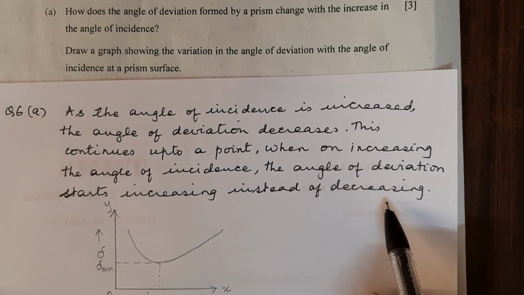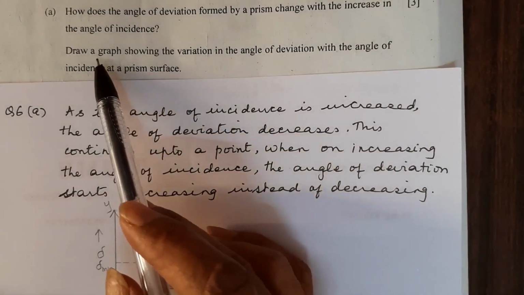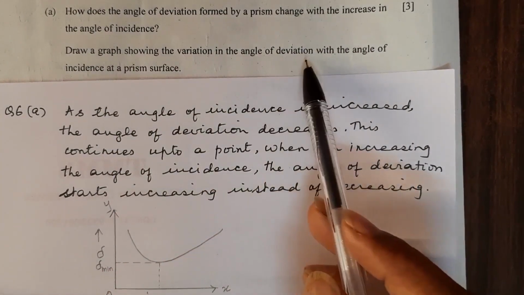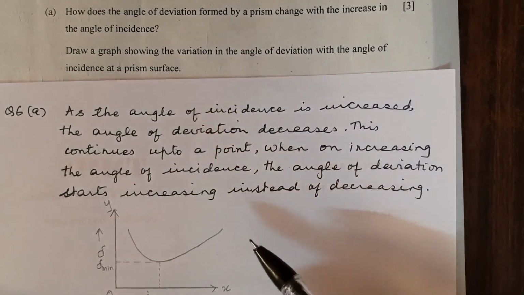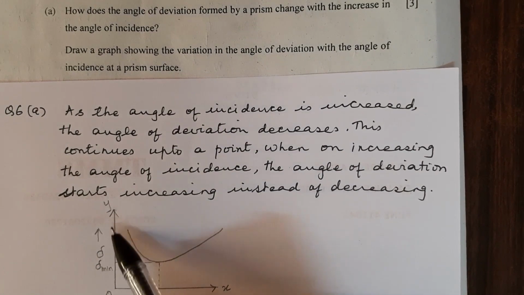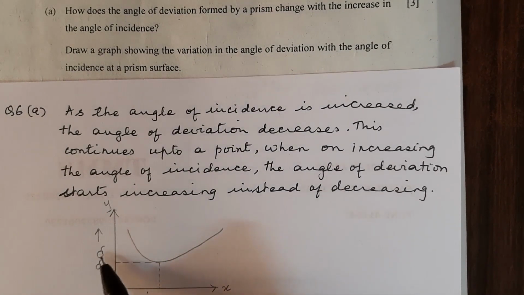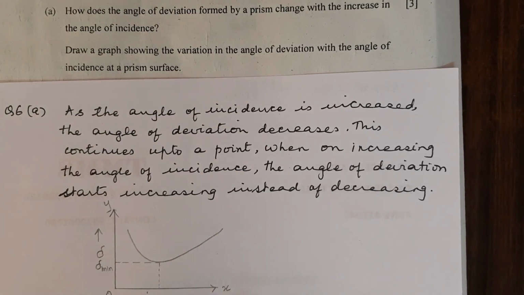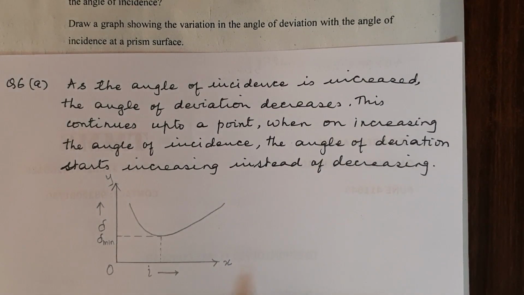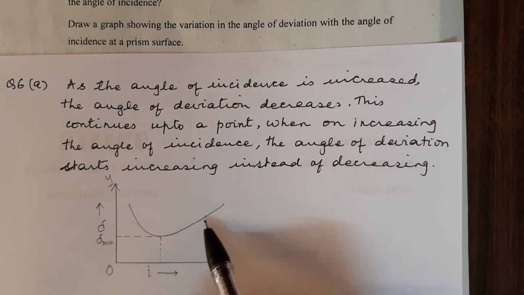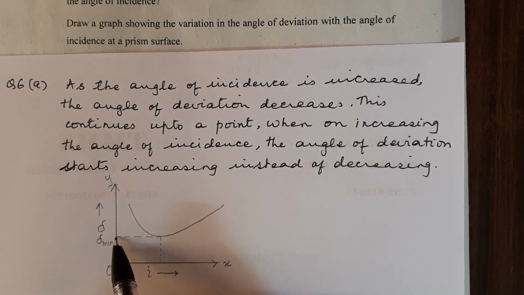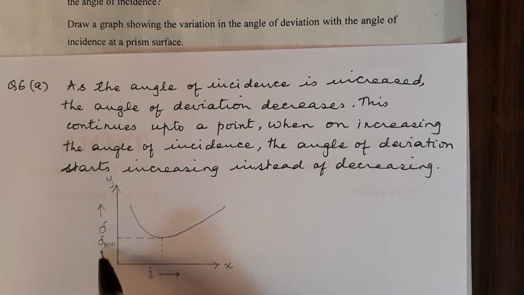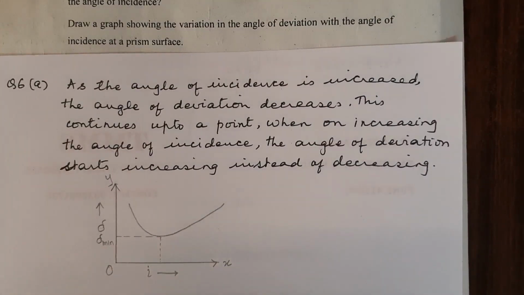of decreasing. And our question says, draw a graph showing the variation of angle of deviation with the angle of incidence at the prism surface. So here we have y-axis, x-axis, delta, that is angle of deviation, which is along y-axis, and angle of incidence is along x-axis, and this is the variation where we have the lowest value of delta, that is angle of deviation, denoted by delta minimum.